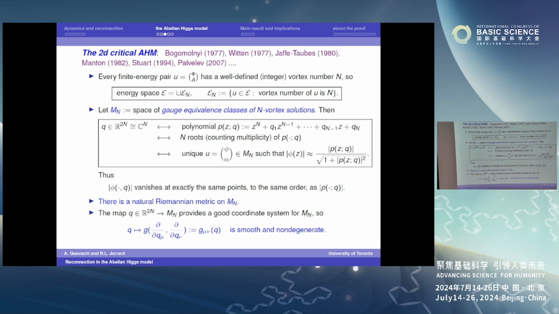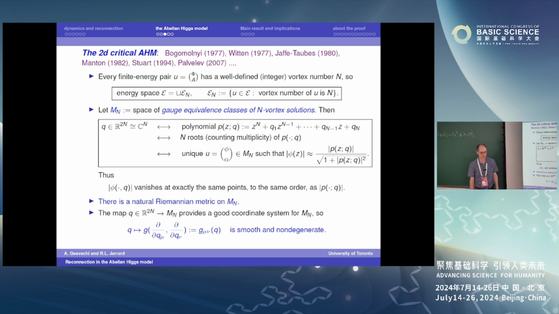It's not a totally explicit description. There's a reduction of the system of equations to a scalar equation, a nonlinear scalar equation, out of which everything is then constructed. Moreover, this I believe was first proposed by Manton from a physics perspective and proved first by Stuart for n equals 2, and then by Palvelev more generally for larger n.